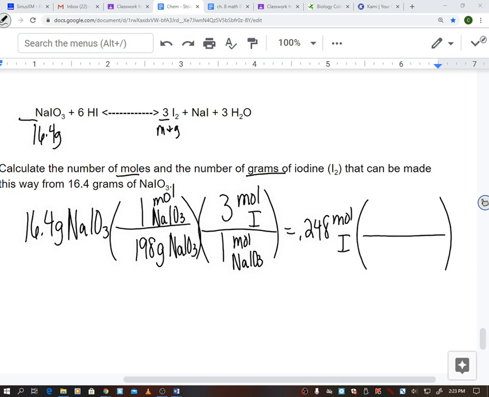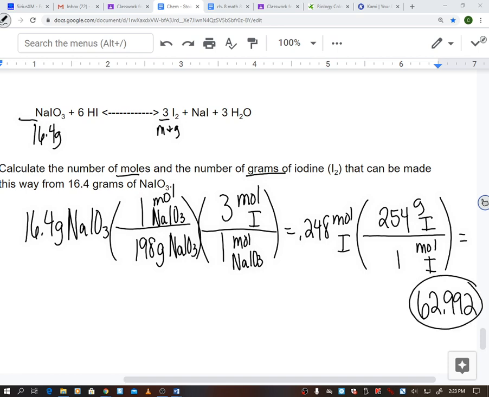Let's do that last step to get to grams. Iodine weighs 254 grams. So 0.248 times 254, that is 62.992. You can round, I'm not picky on the rounding. Grams of iodine.